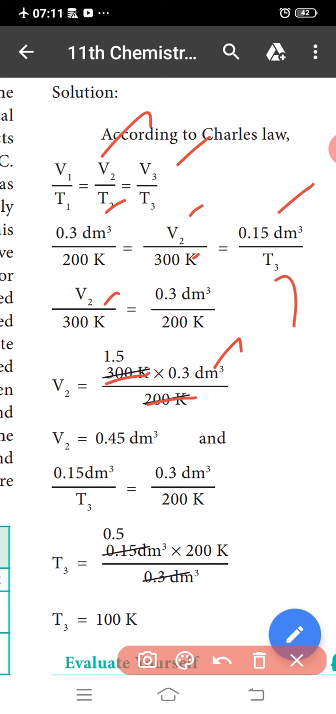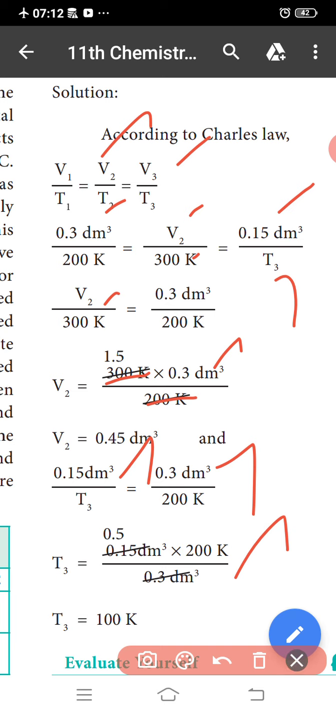And next, the T3 temperature value is calculated. So 0.15 dm cube divided by T3 is equal to 0.3 dm cube divided by 200 Kelvin. So the T3 value is equal to 100. So as the temperature increases, the volume also increases. This is Charles law.